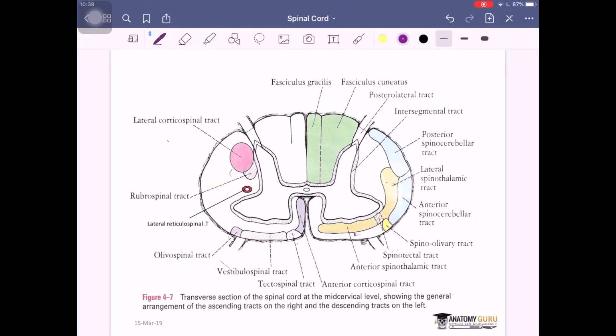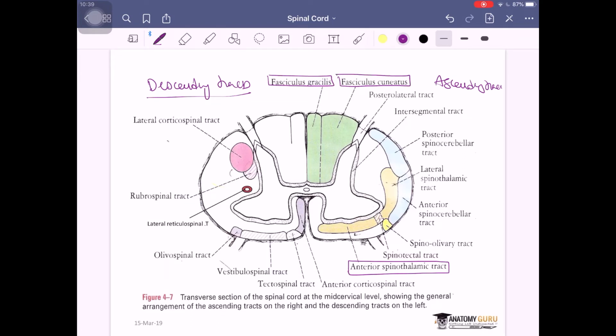Now here, notice, this is the same picture. This side shows your descending tracts, but again, as I told you, the tracts are present on both sides, and this side shows the ascending tracts. In the anterior column you have anterior spinothalamic, only one, whereas in your posterior you have two. The medial is called fasciculus gracilis and the lateral is called fasciculus cuneatus. The rest of the tracts are in the intermediate zone: your spino-olivary, anterior spinocerebellar, lateral spinothalamic, and your posterior spinocerebellar. These are the tracts we are seeing.